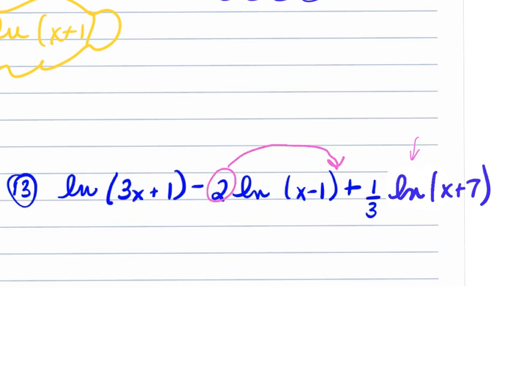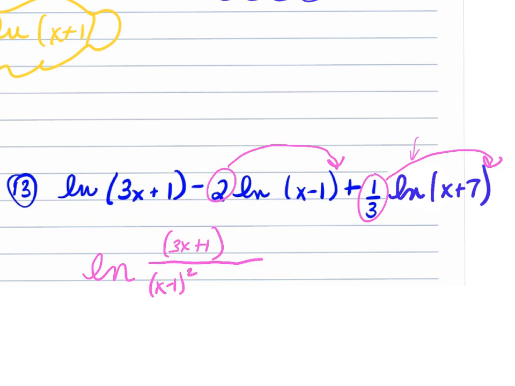So this goes here, this goes here, right? Yes or no? Yes. So I'm going to write 1 ln real big out in front. Then I'm going to say 3x plus 1, squared, divided by x minus 1 squared, and then times the cube root of x plus 7. There you go. Very good.